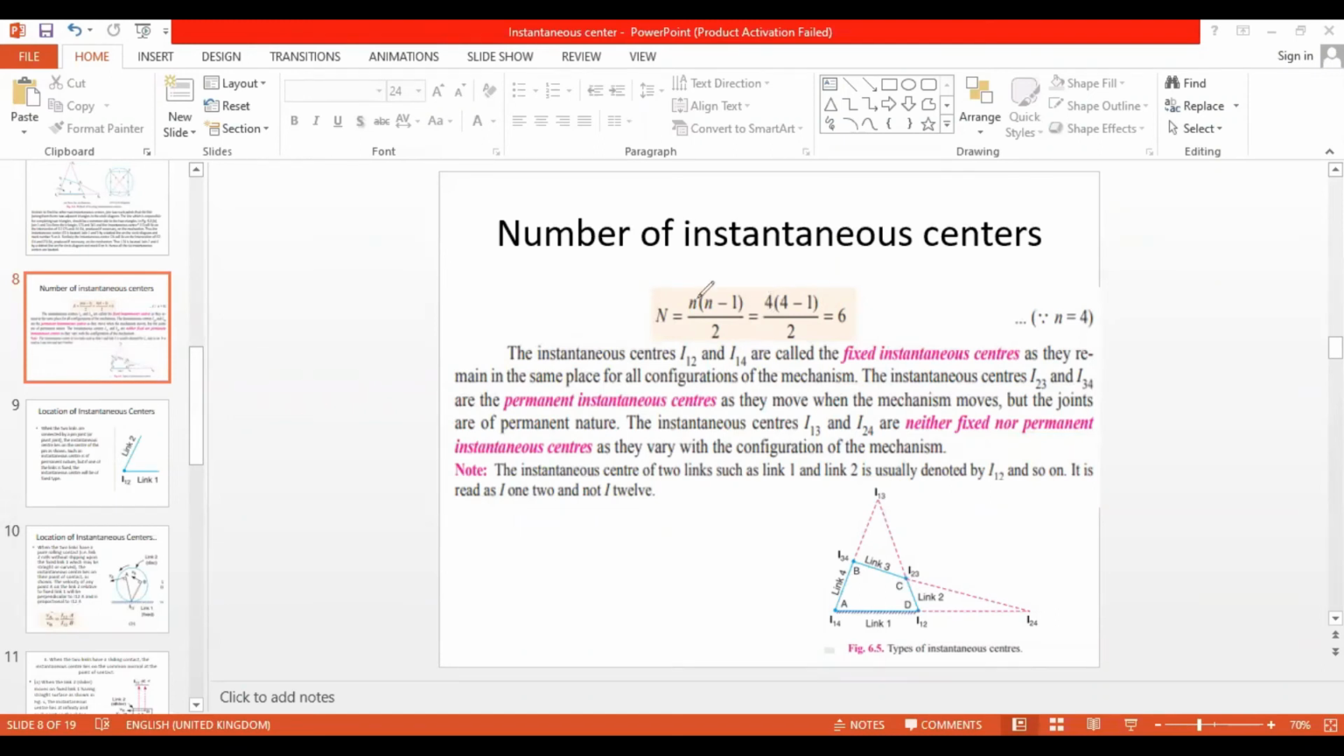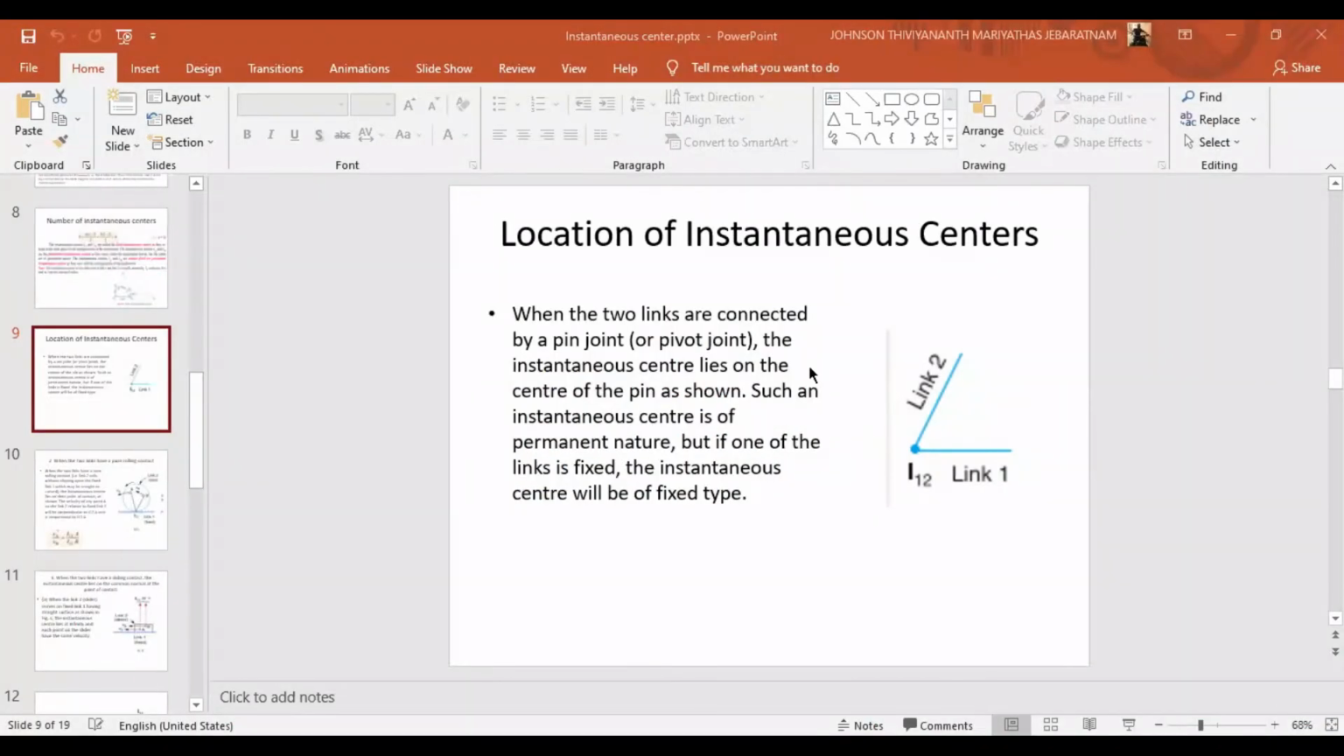So with n equal to 4, this is a 4 bar link, right? 1, 2, 3, 4. 4 into 4 minus 1, how much is 4 minus 1? It is 3. 4 into 3 is 12. 12 by 2 is 6, right? So in a 4-bar mechanism, you should have 6 instantaneous centers. If you count here, 1, 2, 3, 4, 5, 6. There will be 6 instantaneous centers. Right, location of instantaneous centers.